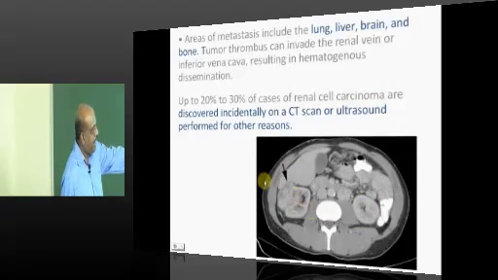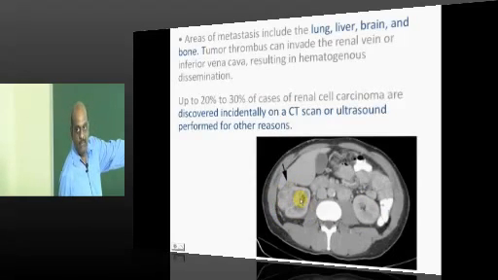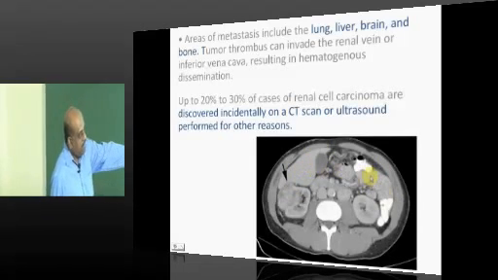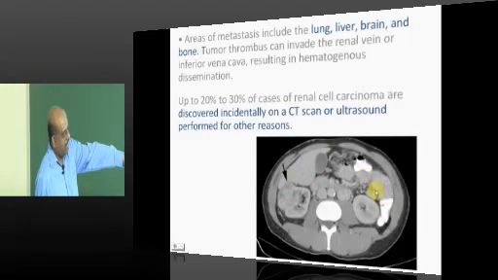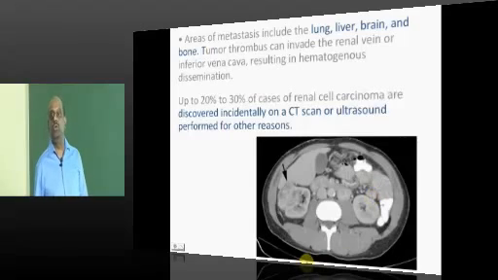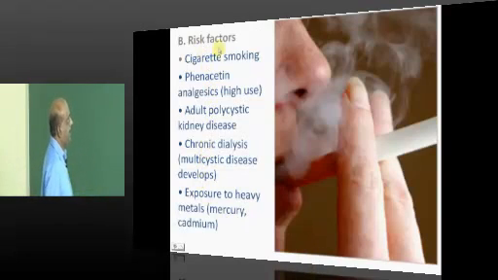This is a normal kidney. This is a kidney with the cancer. Right kidney. This is the liver, right liver. And this is the left spleen. Okay. So it may be found incidentally.